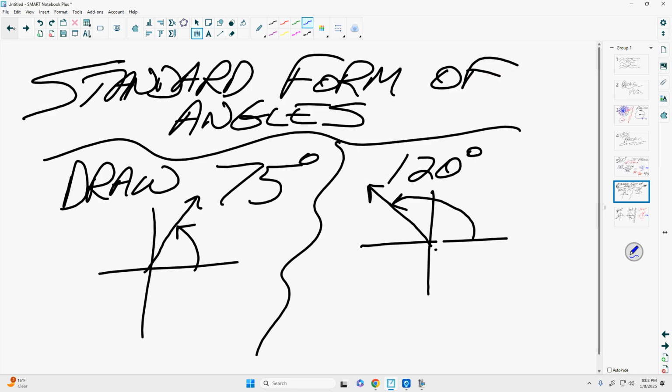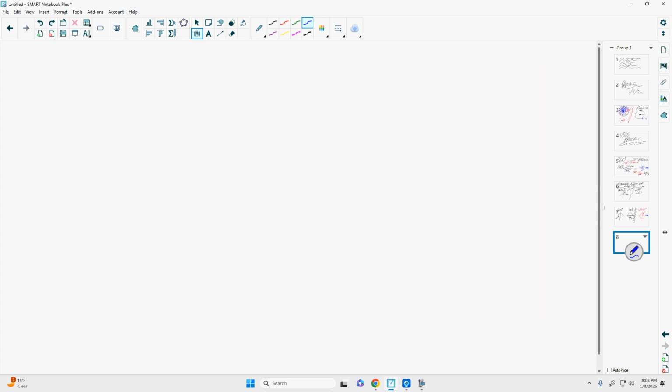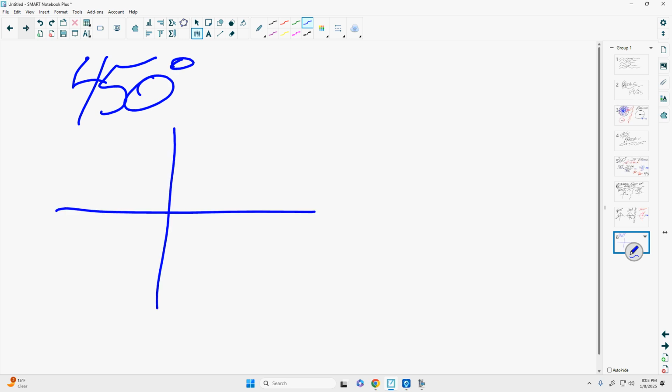Did you know that you can draw an angle like, I don't know, 450 degrees? Heck yeah. But you're like, what? How do you do that? Watch this. 90, 180, 270, 360, 450. Huh. There's 450 degrees, not in a quadrant at all, okay?